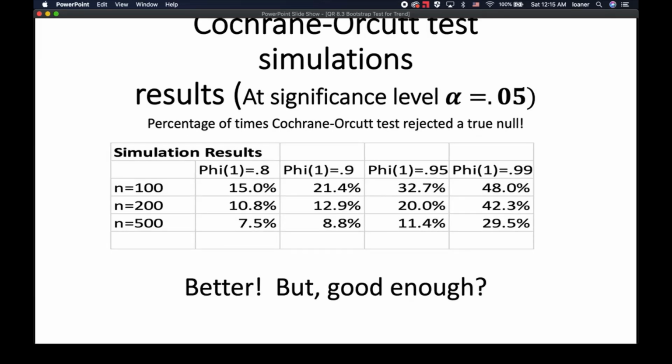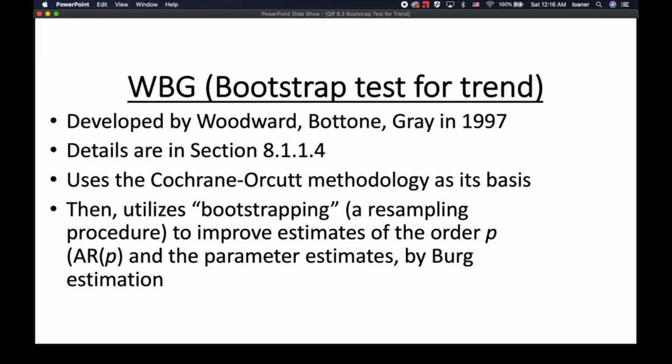And then at phi1 of 0.99, we've got really high numbers. So yes, Cochrane-Orcutt is an improvement. We talked about that method in detail in the last video and in the textbook. And it's not bad. We showed the code for it too, the TSWGE code. It's not bad, but we would like to improve on it. And that's what brings up the topic of this video, which is called the Bootstrap test.